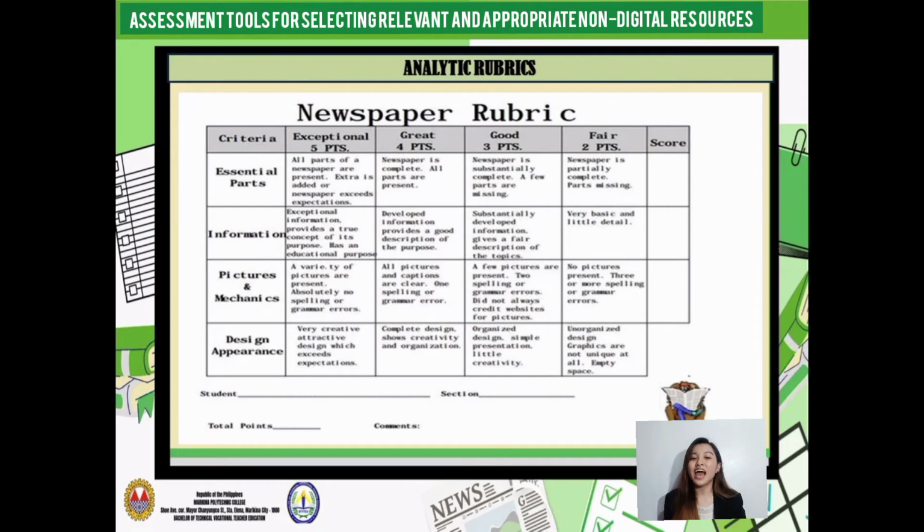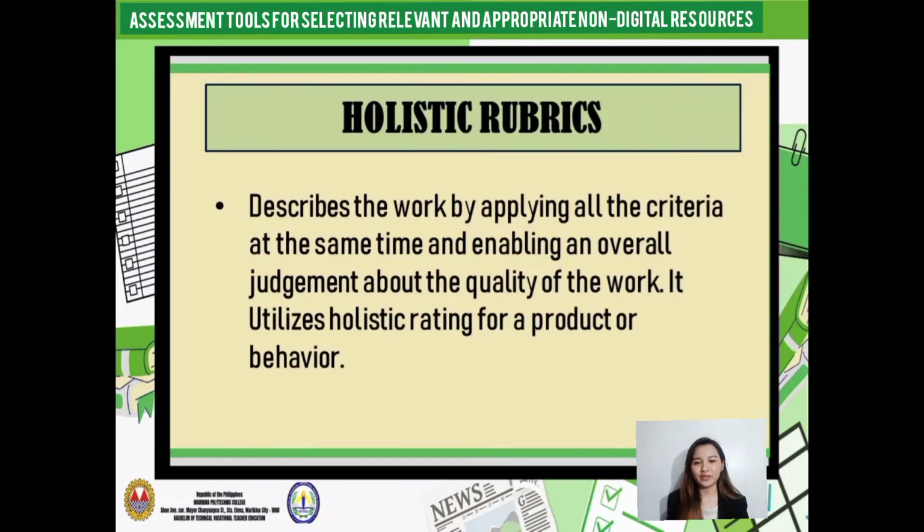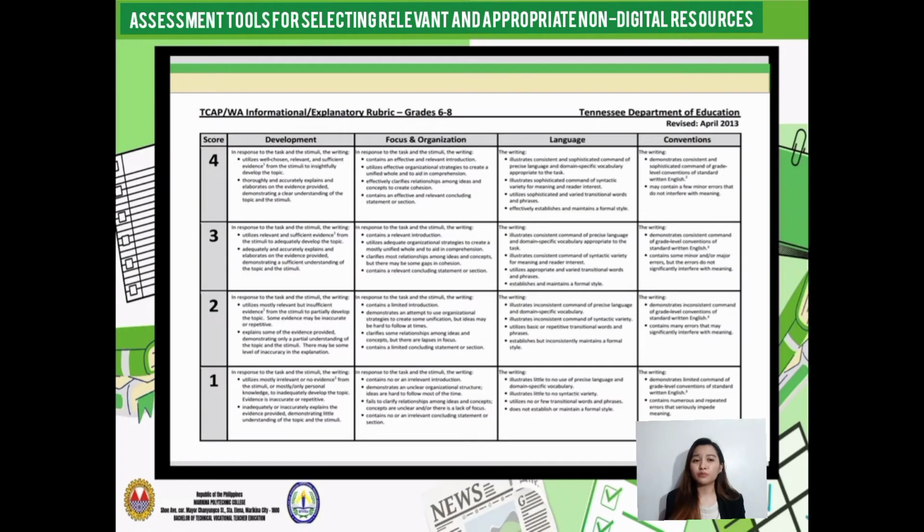Analytic rubrics provide non-digital resources a clear definition of evaluation criteria. It may or may not assign points to each criterion. Holistic rubric. Holistic rubrics describe the work by applying all the criteria at the same time, enabling an overall judgment about the quality of the work. It is utilized as a holistic rating for a product or behavior. Rubrics for evaluating a journal.